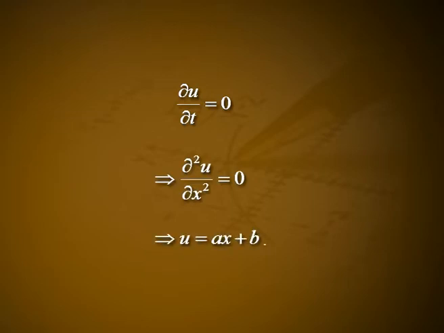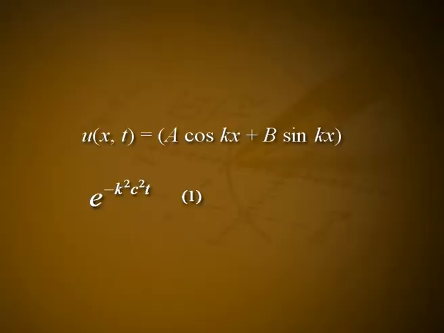Solution. At steady state, the heat flow is independent of time. That is, ∂u/∂t is equal to 0, which implies ∂²u/∂x² is equal to 0, which implies u is equal to ax plus b. Now, u(0, 0) is equal to 0 and u(50, 0) is equal to 100. Using these two boundary conditions, we obtain a is equal to 2 and b is equal to 0, so that the initial condition becomes u(x, 0) is equal to 2x.